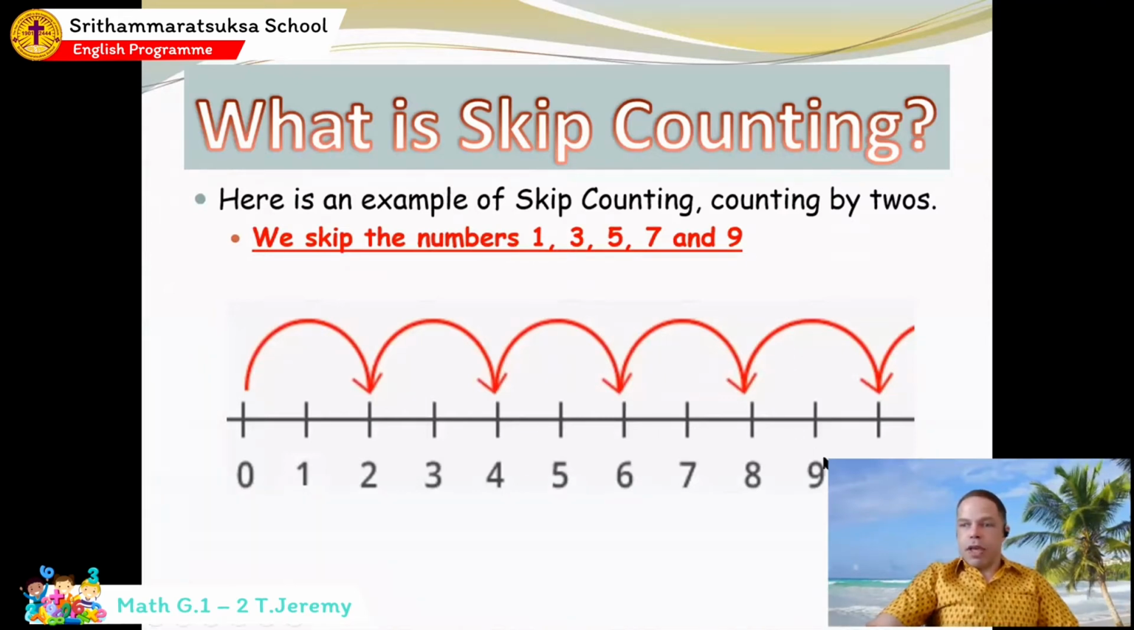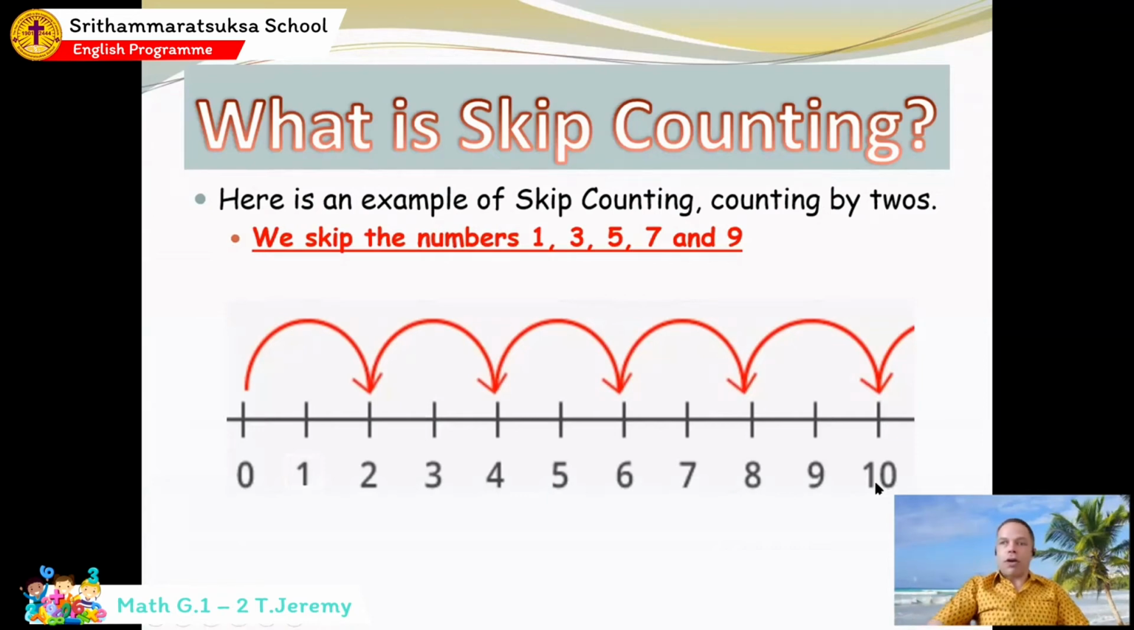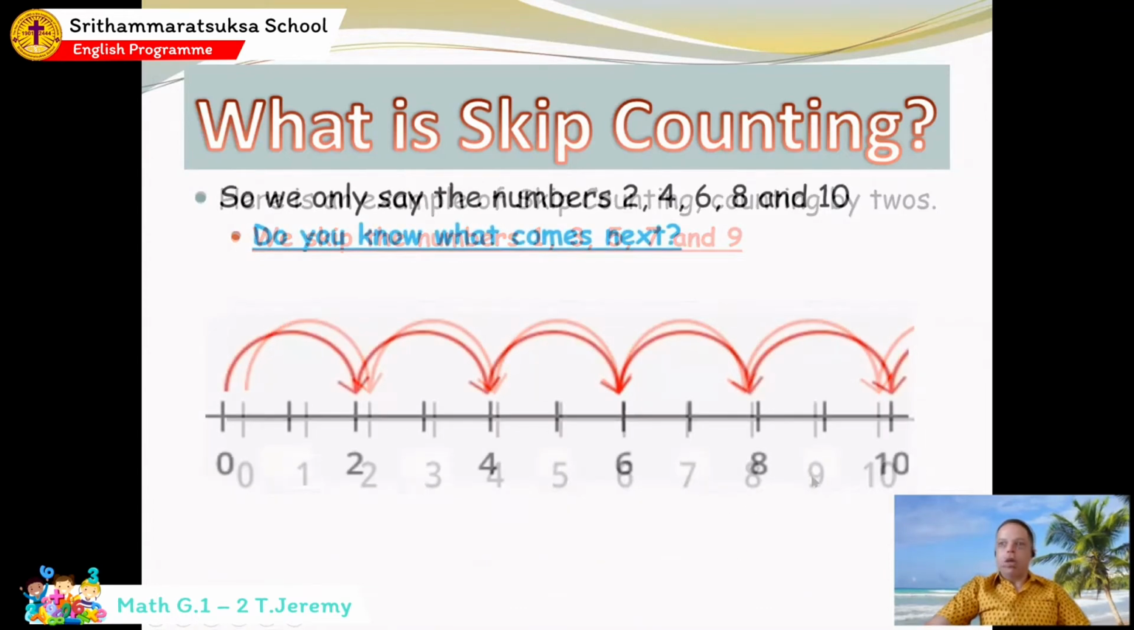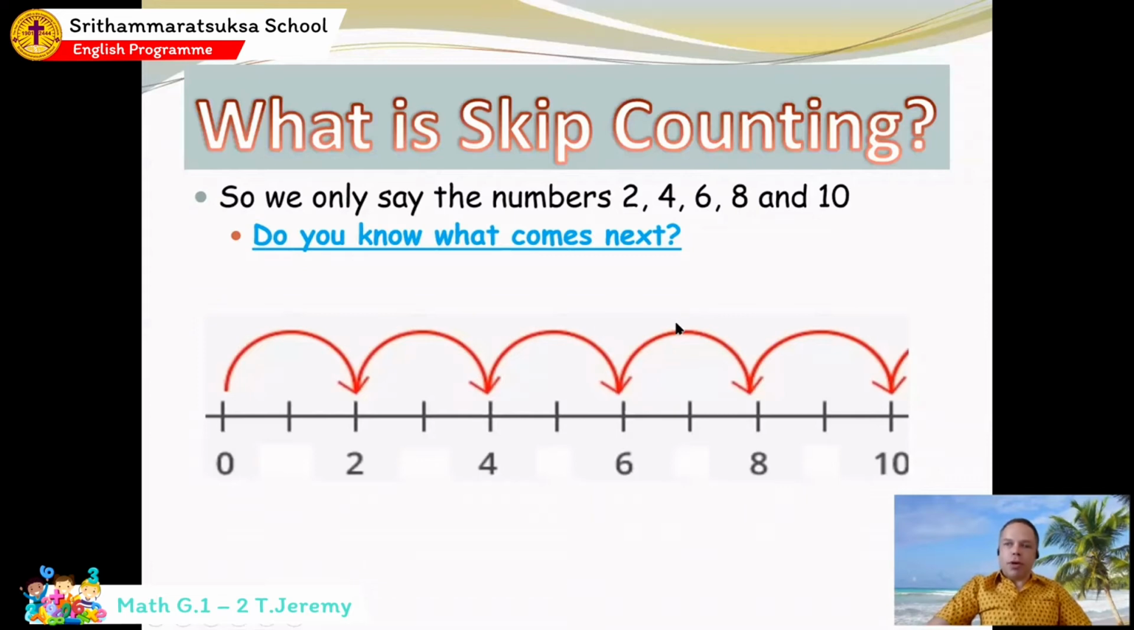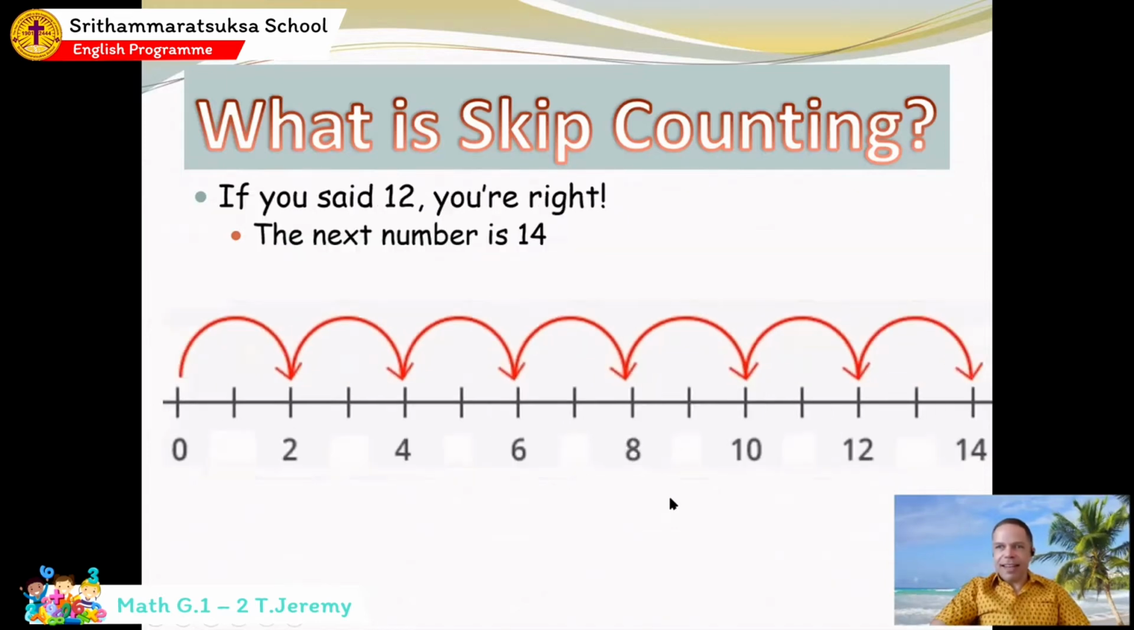Example, if we count by 2s, we would skip the numbers 1, 3, 5, 7, and 9. So we only say the numbers 2, 4, 6, 8, 10. Do you know what comes next? It's not 11. Right, the next number is 12. And then the next number is 14.